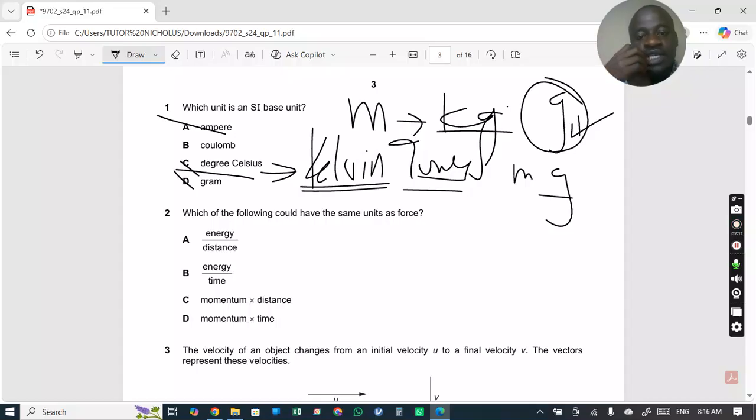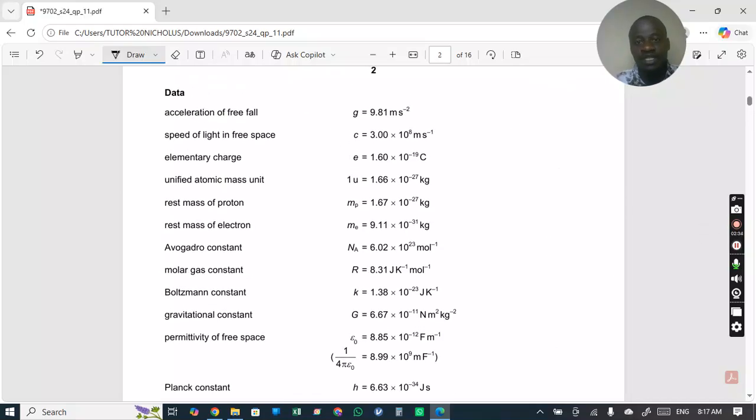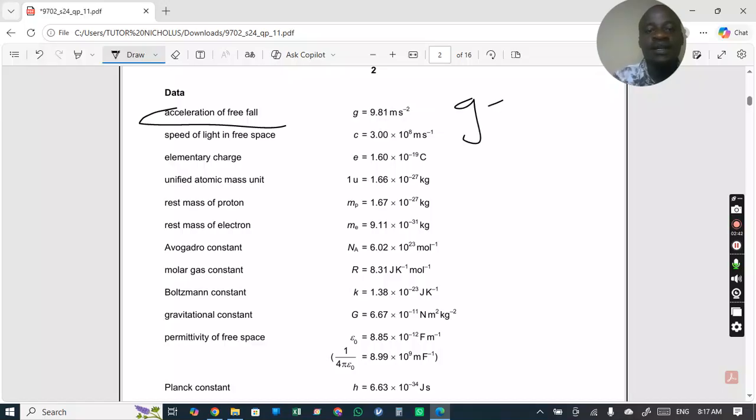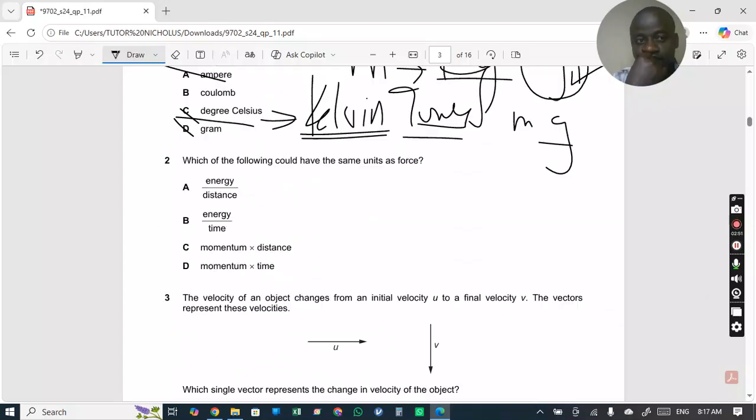Question 2, which of the following could have the same units as force? How do we define force? The force on a particular object is the product of its mass and the gravitational pull of that particular place. So if, let's say, we are on Earth, the gravitational pull of the Earth is normally approximately 10 Newton per kilogram. But let's see what we've been given here. We've been told that we should use the acceleration of free fall to be 9.81, meaning that we will use gravitational pull to be 9.81 meters per square second. Okay, let's go back to the question.